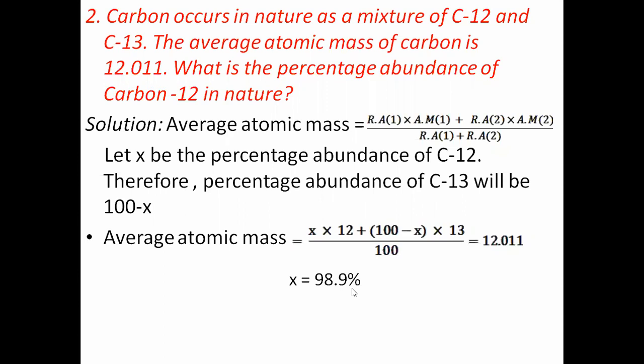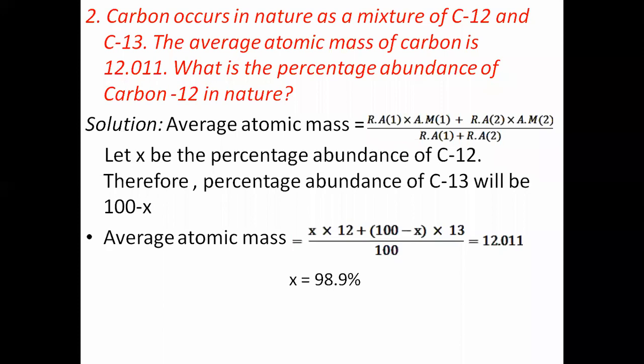That means the abundance of carbon-12, which is X, is equal to 98.9%. If you want to find the relative abundance of carbon-13, you just deduct 100 minus 98.9. Whatever you get will be the abundance of carbon-13. So that is how we get the relative abundance if the average atomic mass is given.